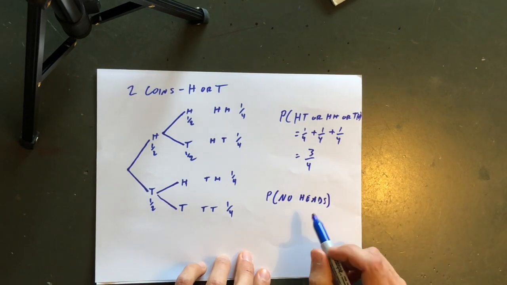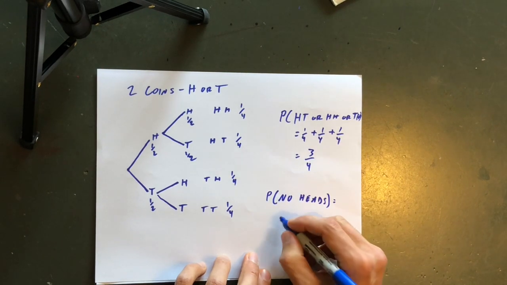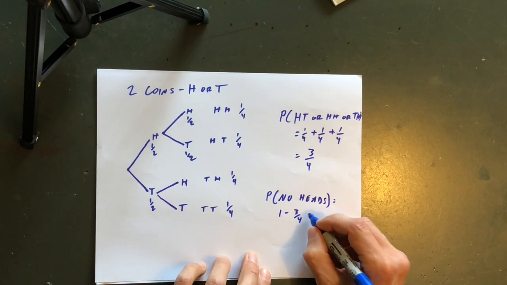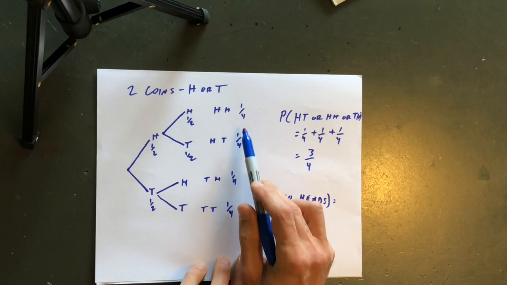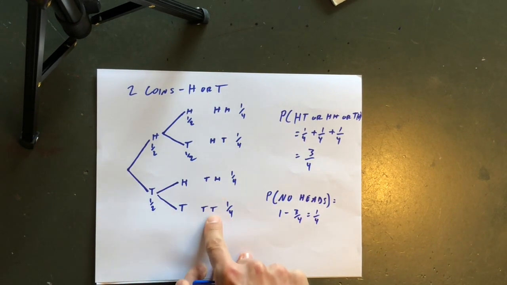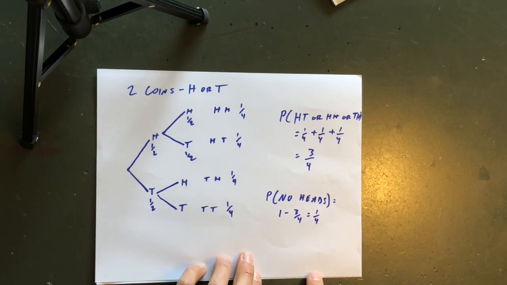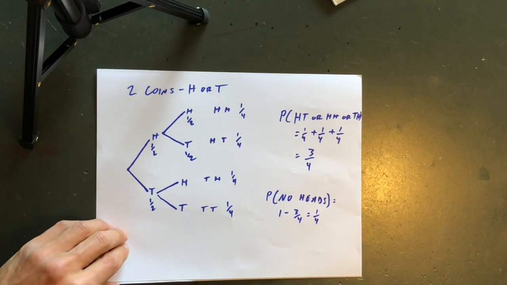So probability of no heads. You could do it a few ways. You could do 1 minus the 3/4. Or you could look at what we have here in our tree diagram and go, oh, this is the only outcome that doesn't have a head, so it's a quarter. There you go, so that's a tree diagram.